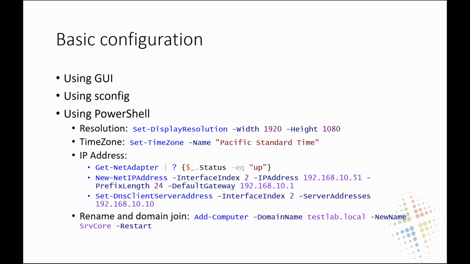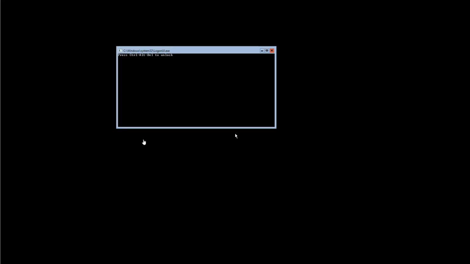Not just from a command line, but we can fully automate everything that we're doing. So we can specify the resolution as I showed previously. We can set the time zone via command line. We can set the network adapter as well as joining it to the domain. So let's see if this works.